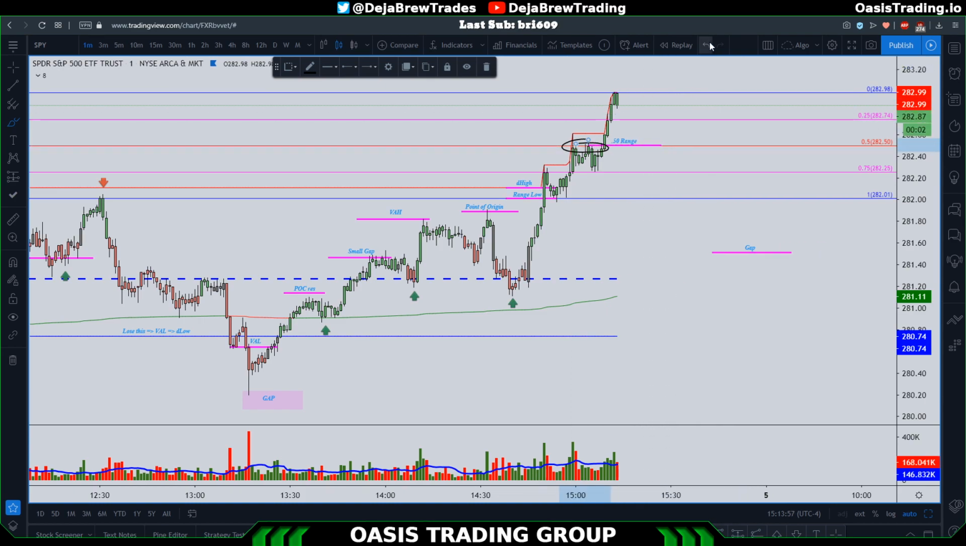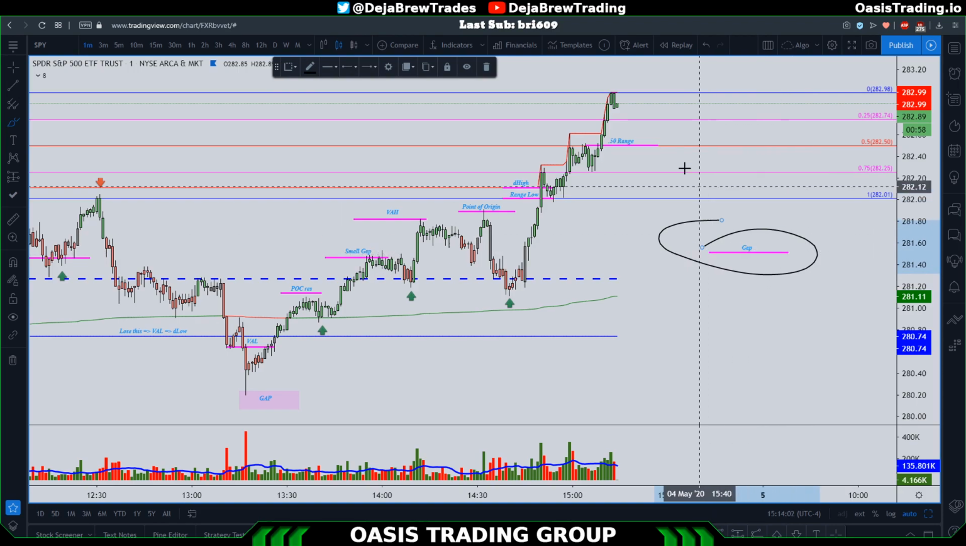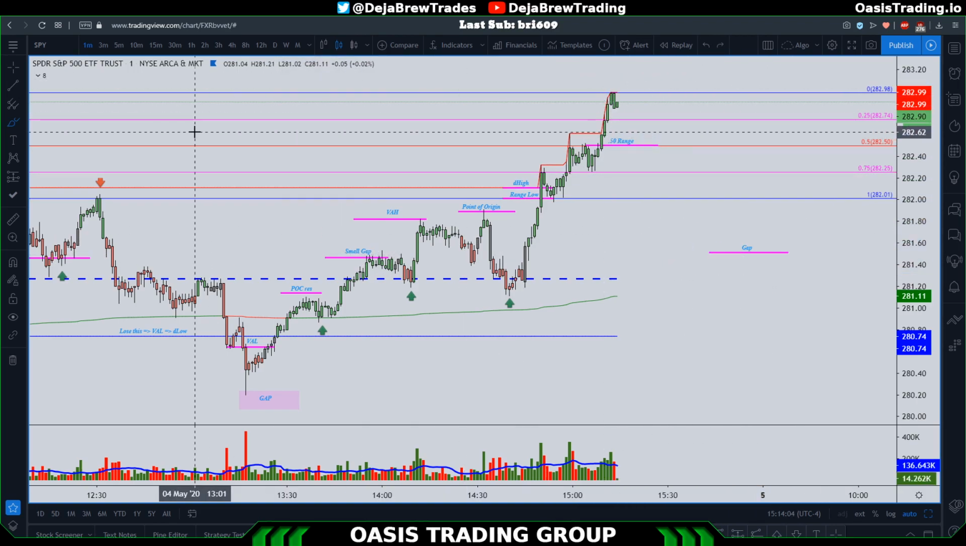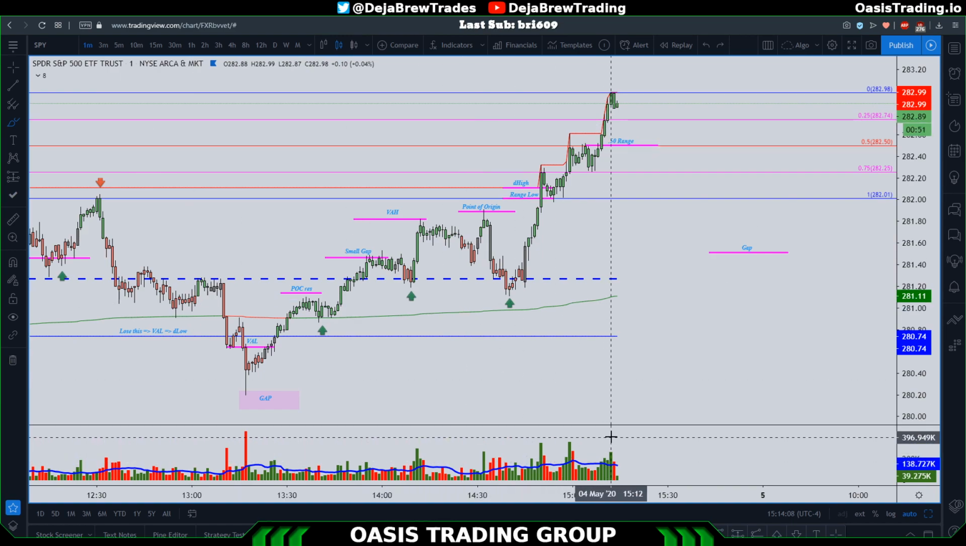Boom, done, easy. Now we're actually testing the high of the range. You have not tested the gap. That would be your bearish target. Okay, so that is the entire day's worth of price action on the SPY and how you could have traded it.